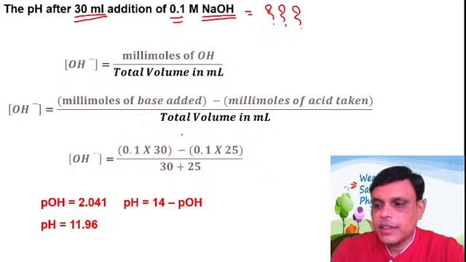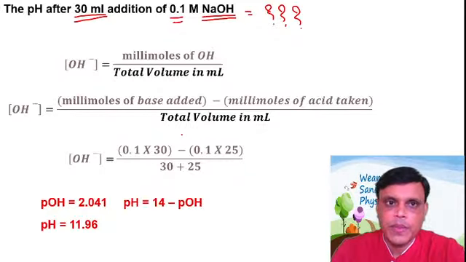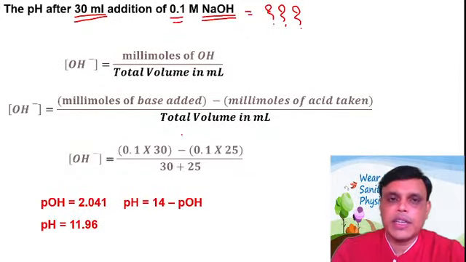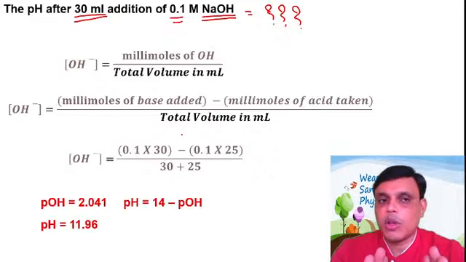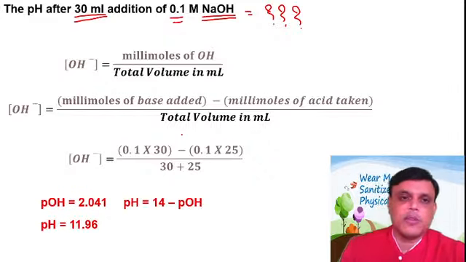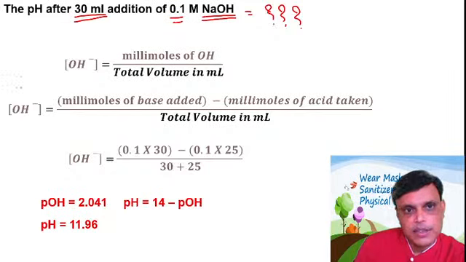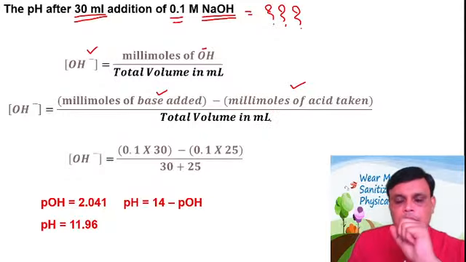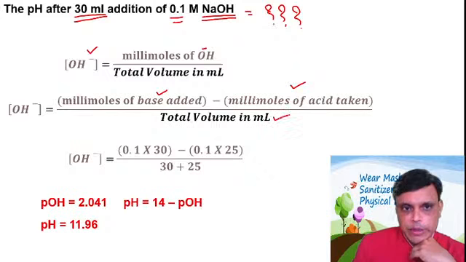Correct. See, the answer is on your screen. देखो क्या है? pH after 30 ml means after the equivalence point. That means you have to calculate the concentration of OH minus ions. And what is the formula to calculate the concentration of OH minus ions? OH minus ions is equal to millimoles of base added minus millimoles of acid taken, divided by total volume in ml.